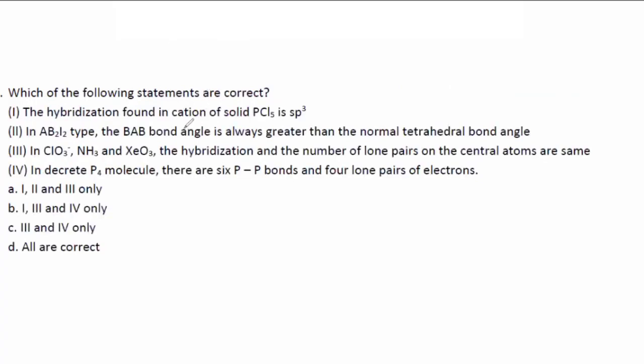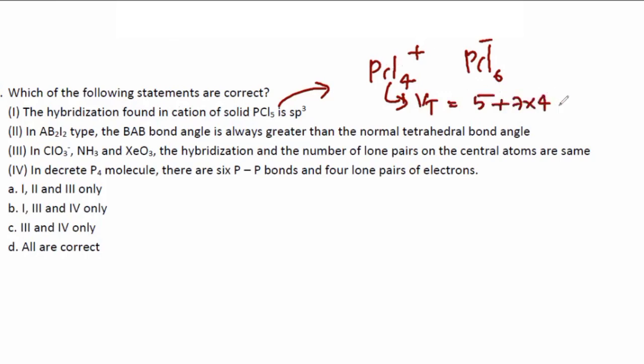Next question. Which of the following statements are correct? Hybridization found in cation of solid PCl5 is sp3. Solid PCl5 exists as PCl4 plus and the anion exists as PCl6 minus. So in PCl4 plus, what is the hybridization? Let me find the total valence electrons: 5 plus 7 into 4 minus 1. I think this is 32. 32, it will be 4 bond pair and 0 lone pair, hybridization sp3. So this statement is perfectly okay.